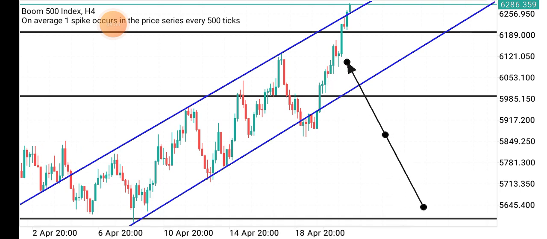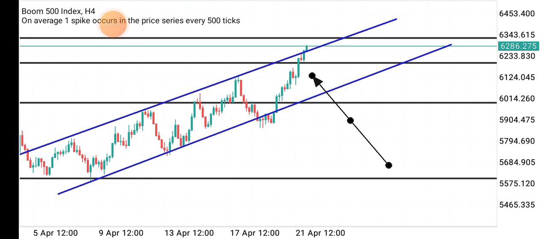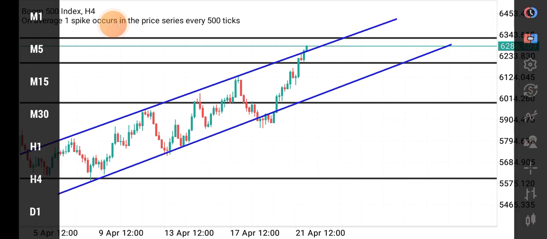So on the 4 hourly time frame, if the market can hit here, come back, then react to this line, then go back to this trend line, it should sell massively to the downside. Then let me go down to the 1 hourly time frame.